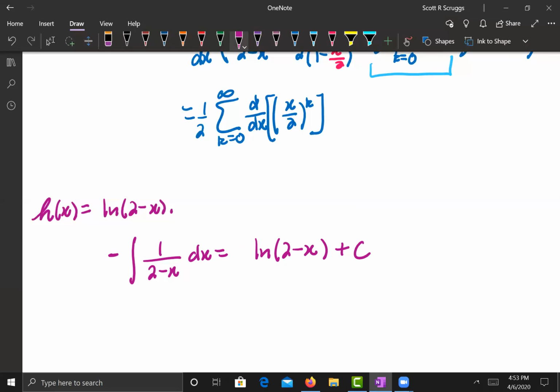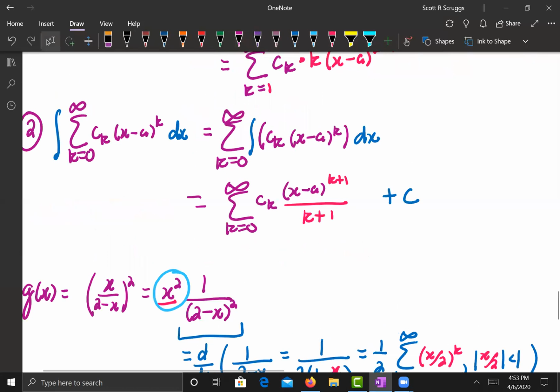And then just like before, Anthony, I would then use property 2 again and take the integral term by term of my known power series.